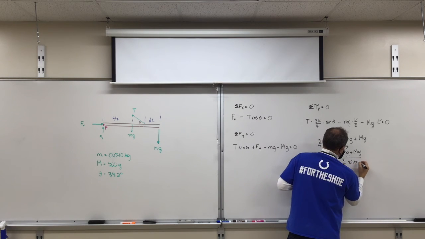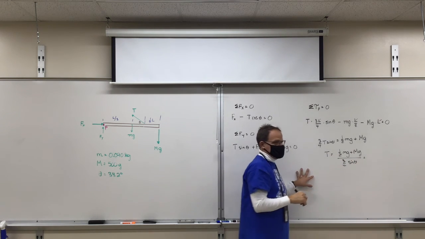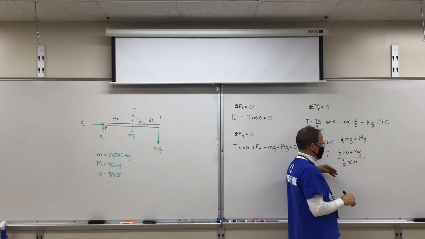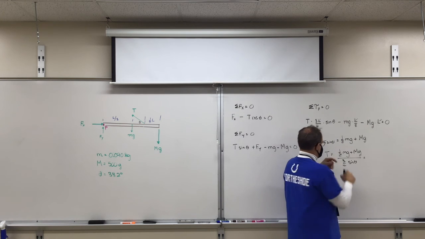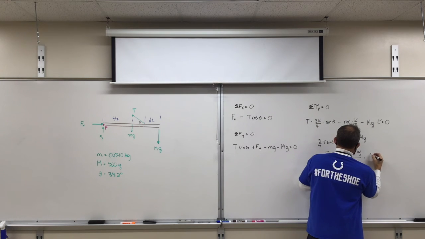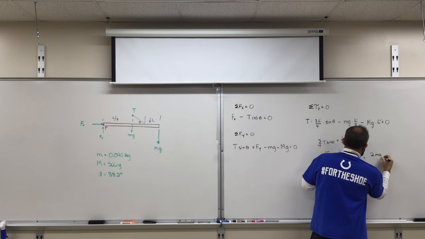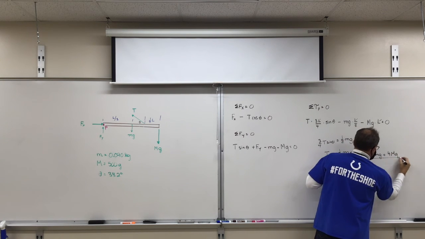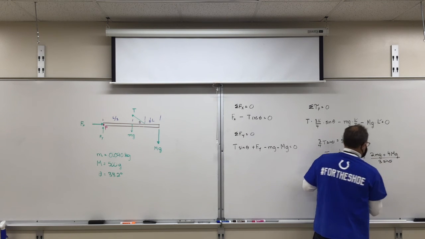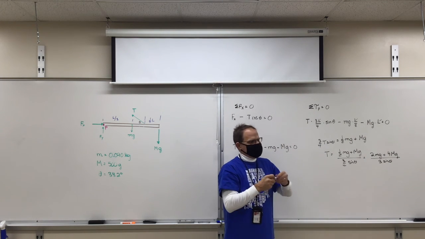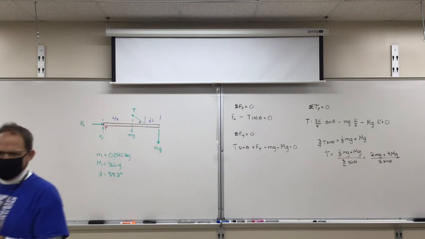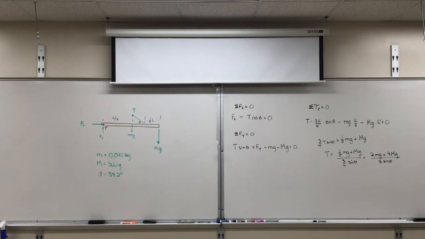The sine of theta. I really hate compound fractions. So let's just multiply the top and bottom by 4. Multiply the top by 4 and you get 2mg plus 4mg divided by 3 sine theta. That's the tension. So grab your calculator, work it out, see if we can agree on the answer. Make sure you're in degrees mode.